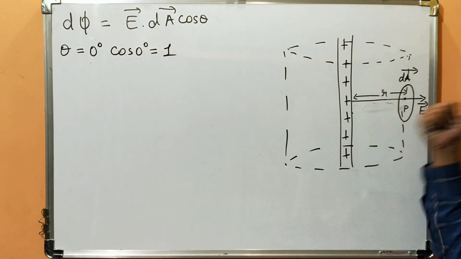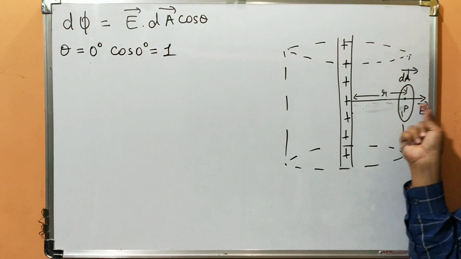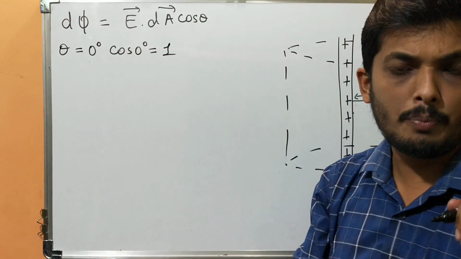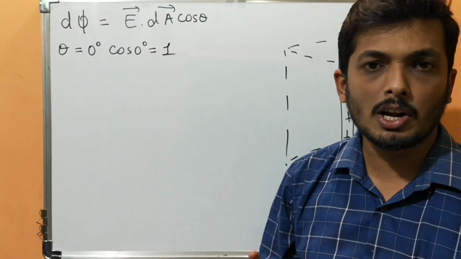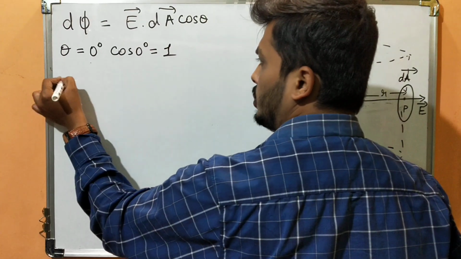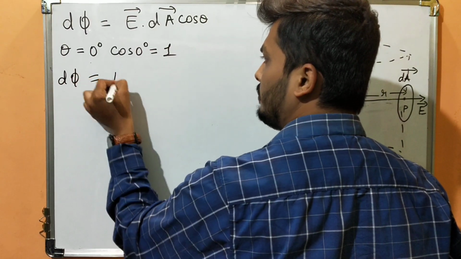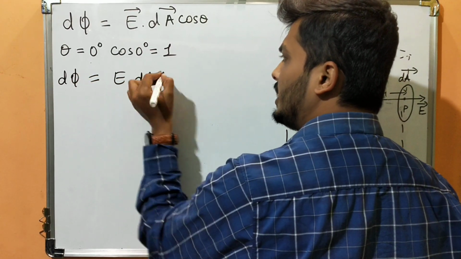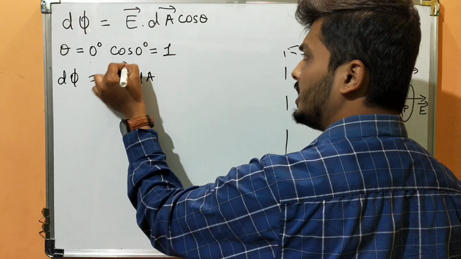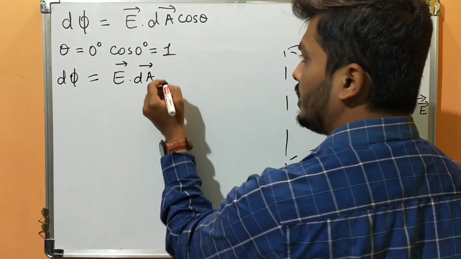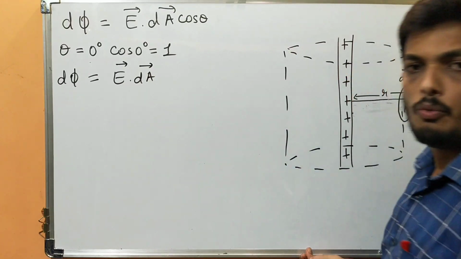I hope you have understood this, the direction and all, because I have discussed this concept in the previous class where we studied the area vector concept. Okay, so now substitute: d phi will be what? d phi will be E into dA. You can show it in vector form. So cos 0 is 1.